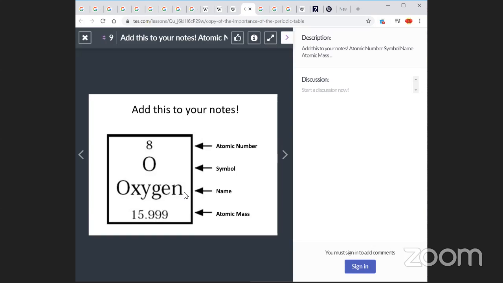Now you can never guess the symbol in advance. You've just got to memorize these. Then it has the name, and then it has the atomic mass at the bottom, which is going to round off to 16. The atomic mass is simply the total number of protons and the total number of neutrons combined.